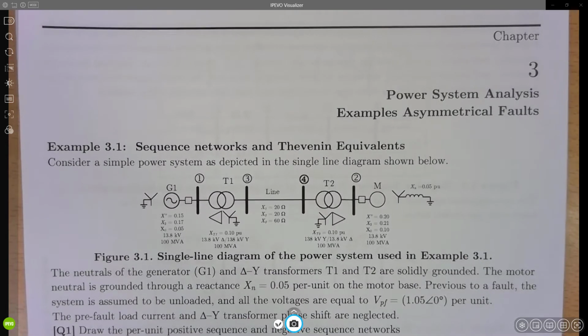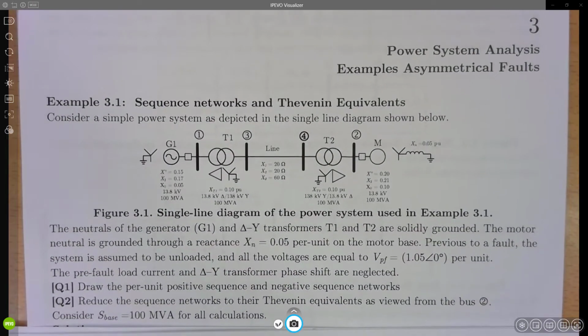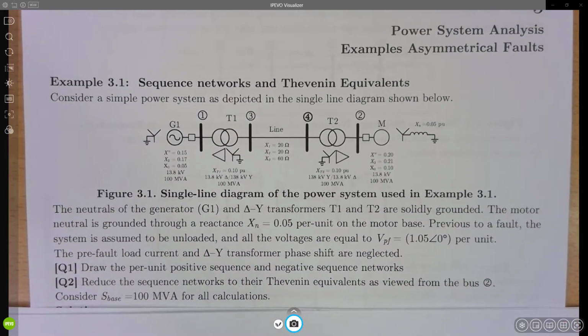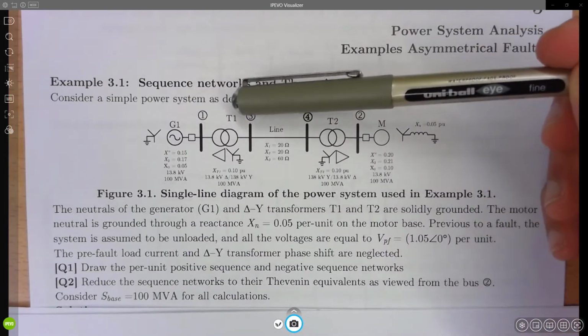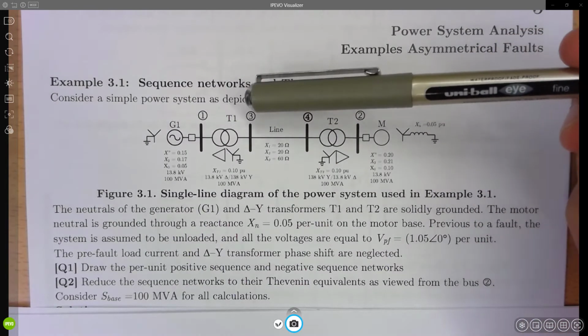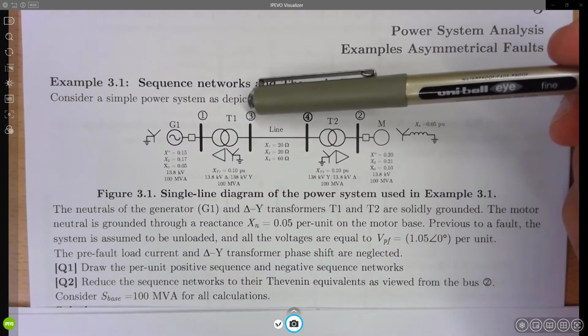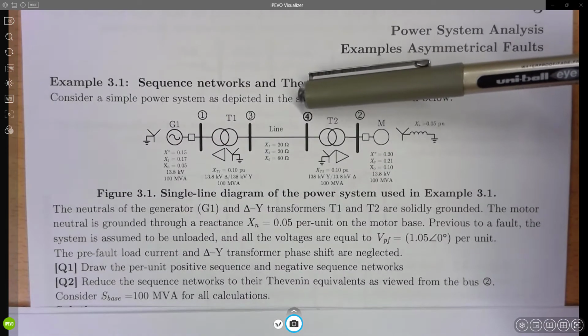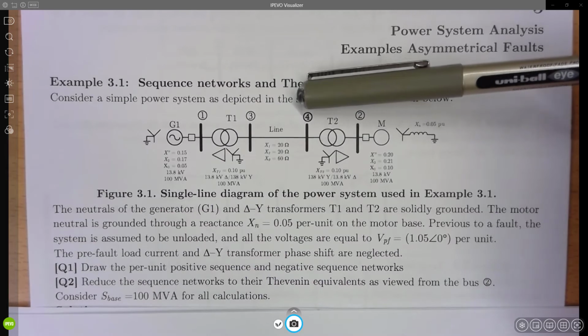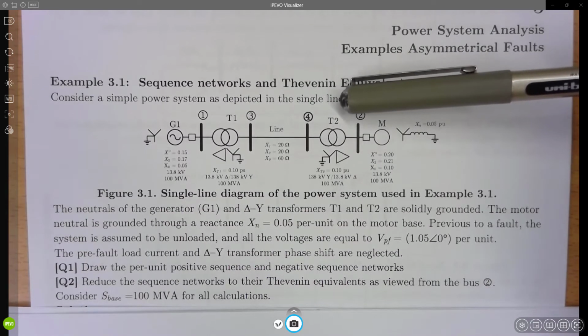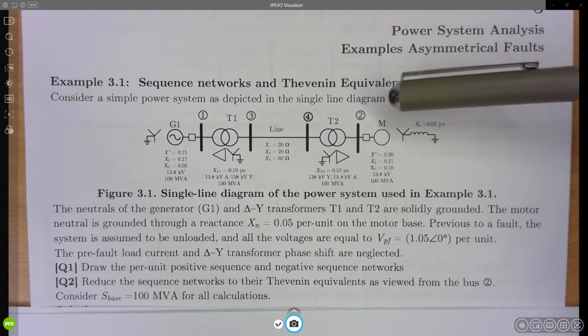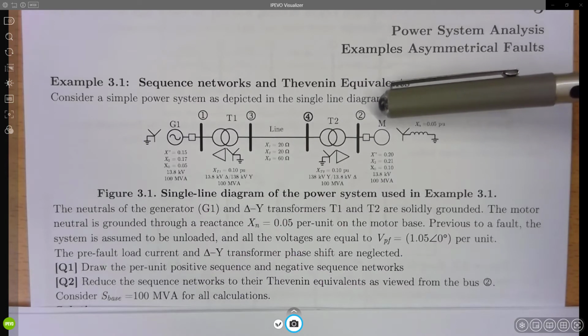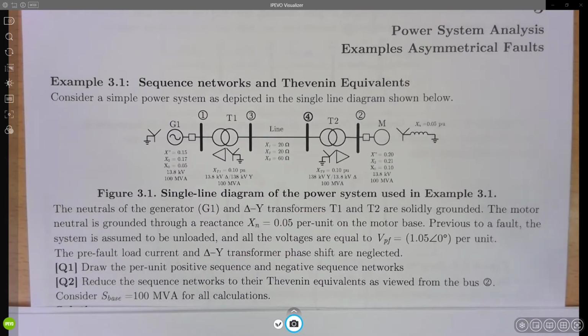Here we have a generator. The generator is using a step-up transformer up to 138 kV and going to a transmission line. Then from the transmission line it goes to a step-down transformer, and from there to a motor. This is the single line diagram.